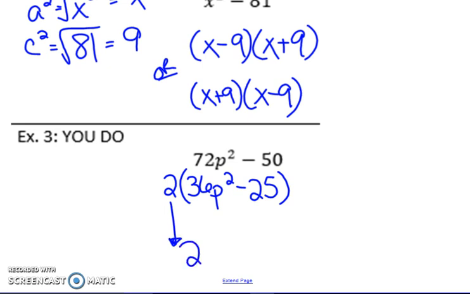Do not forget that is now part of your answer. So now, are my terms perfect squares? Well, 36p squared is, and 25 is. So now, is there subtraction?